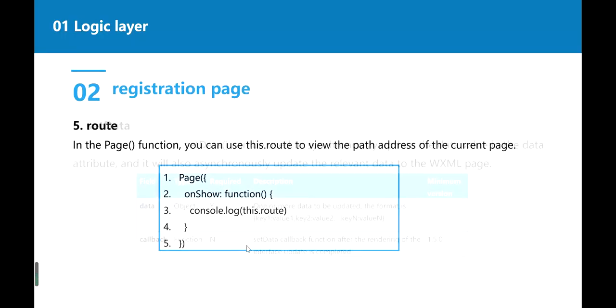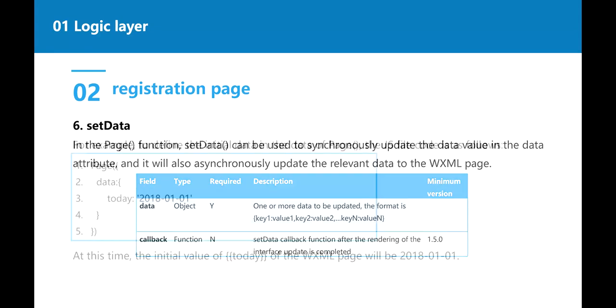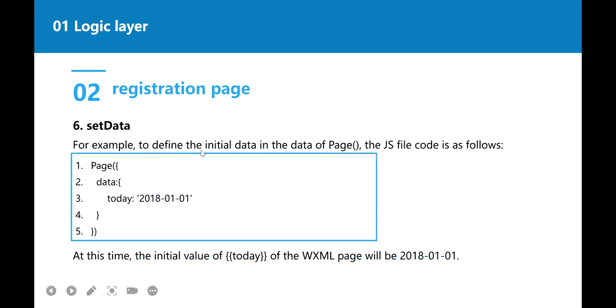We have also other functions like setData. We can use it to synchronously update the data value in the data attribute. It will also asynchronously update the relevant data to the WXML page. Here we have two fields, data and callback. Data is an object; we can describe one or more data to be updated. Then we can set a callback function, called after the rendering of the interface update is completed.